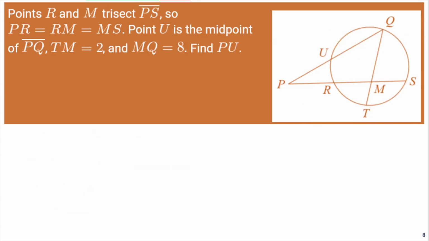Okay, great. No questions. Let's have a look at another one. Points R and M trisect PS, so PR equals RM equals MS. Point U is the midpoint of PQ. TM equals 2, MQ equals 8. Can you find the length of PU?